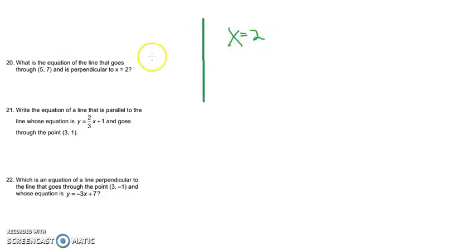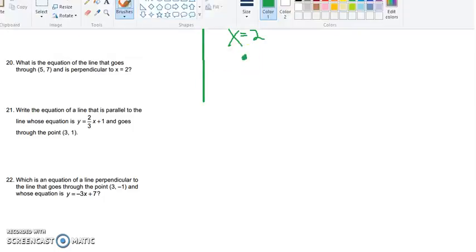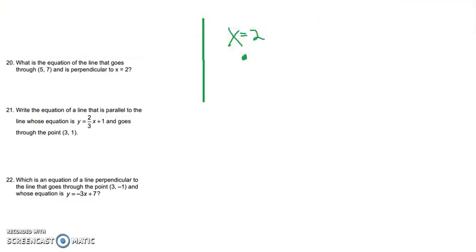And then we need to go to 5, 7. So let's say 5, so this is 1, 2, 3, 4, 5, and you go up a little bit. Let's just say this is 5, 7 here. We need to construct a line that's perpendicular to this line and goes through this point. So the way we do that, it's going to go through here. It'll look like that.